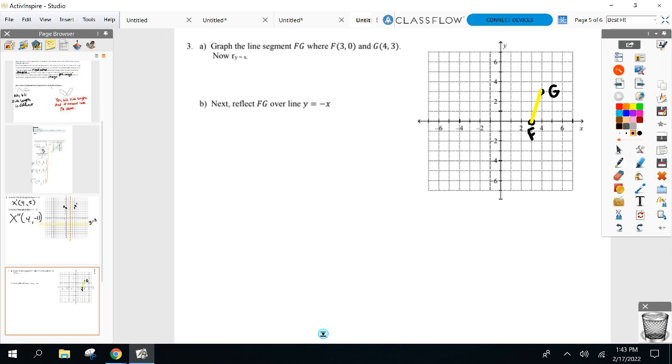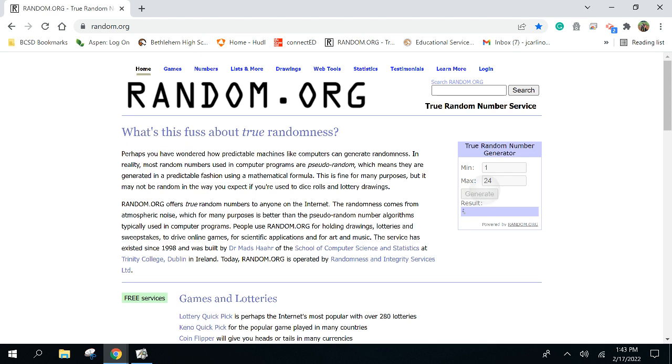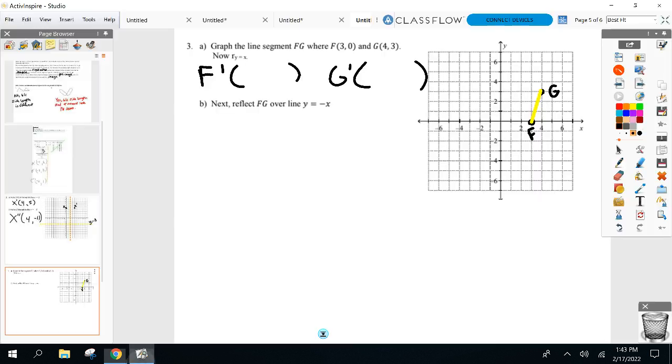First thing I want you to do, lowercase r, reflect it through y equals x. Remember, that's my diagonal line going through the origin. I remember the rule. If you need to refresh, look back when we did it, because I'm going to ask somebody for F prime and G prime.